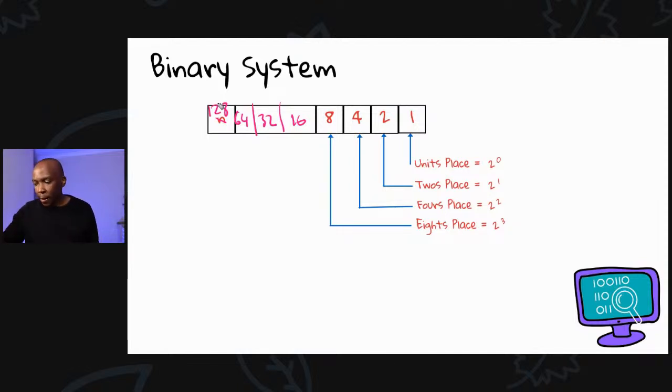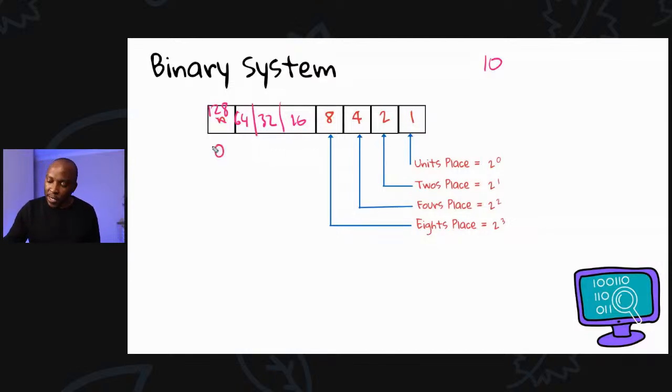Let's pick the number 10. How do we write the number 10 in binary? We ask ourselves, which ones of these numbers do we need in order to get to 10? And let's start from the left, which is 128. Do we need 128 to make 10? No. Why? Because 128 is greater than 10.